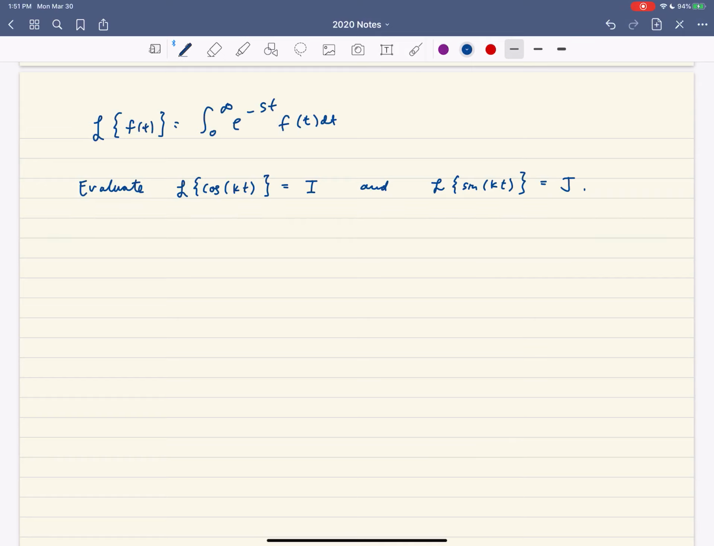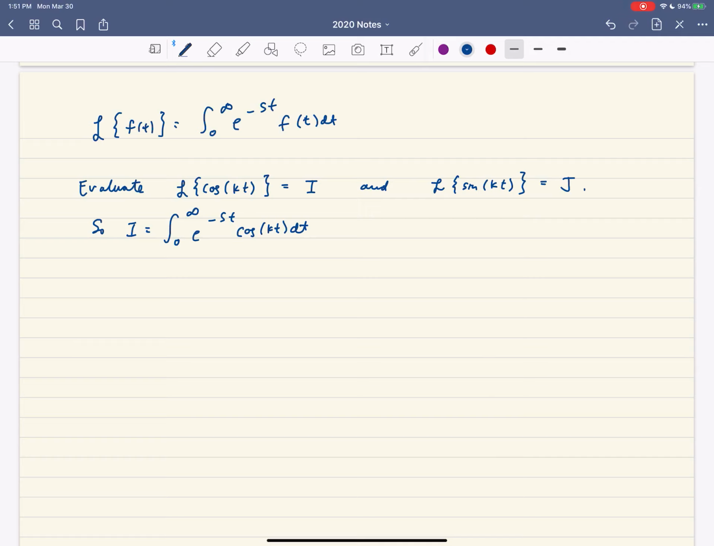And what we're going to do is just evaluate this using the definition. Okay, so using our definition that we have, we're just going to get to work. So it turns out, if we just plug in, just by definition, if we let f of t be cosine of kt, we end up with the integral from 0 to infinity, e to the negative st, cosine of kt dt.